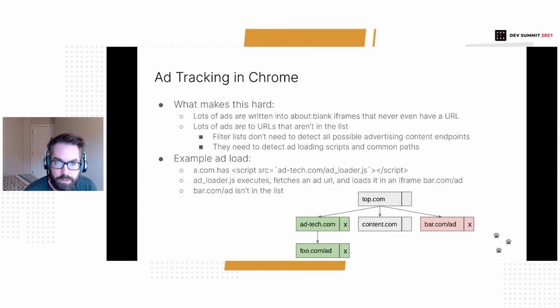For instance, imagine this page that loaded adloading.js, which then created an adtech.com iframe, which was blocked due to a filter list rule. You can imagine adtech.com being in the filter list. But that same loading script also created this other iframe, bar.com/ad. And let's just say that wasn't in the filter list, because it isn't necessary to have there when you're filtering. So then the question becomes, is there something we could have done to detect that?